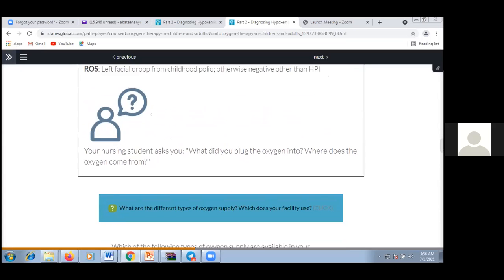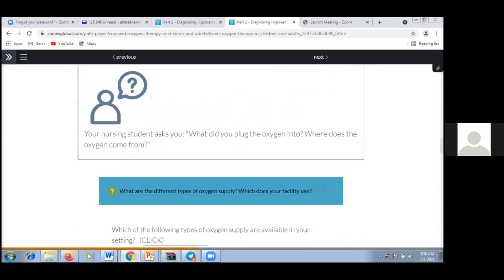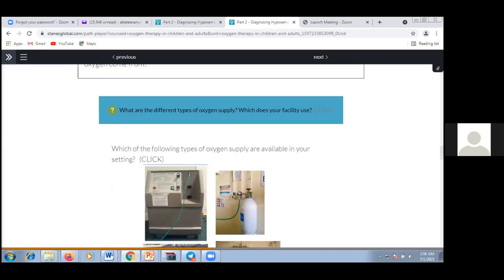So let's say you have a nursing student with you, and he asks you what did you plug the oxygen into? Where does the oxygen come from? So he is asking you about the source of oxygen. So I want you to list out the different types of oxygen supply. And among those different types of oxygen supply, which one does your facility use? Okay, so 2 sets of questions here now. What are the different types of oxygen supply? Where are we getting oxygen from? And which does your facility use?